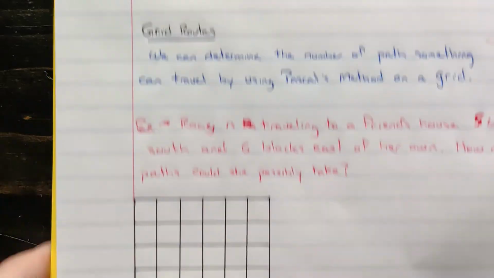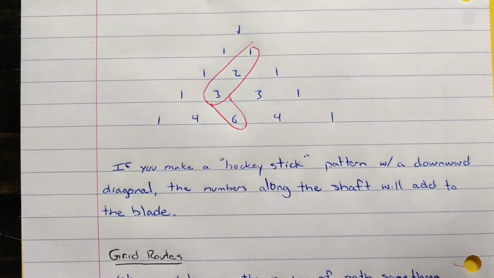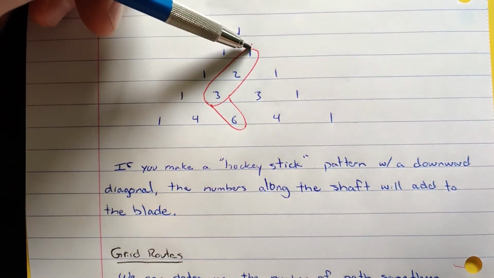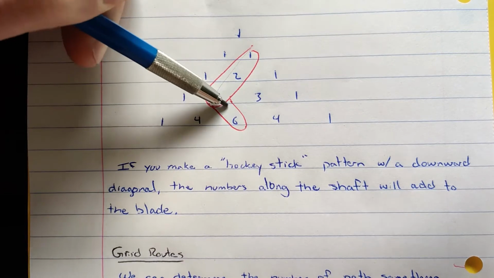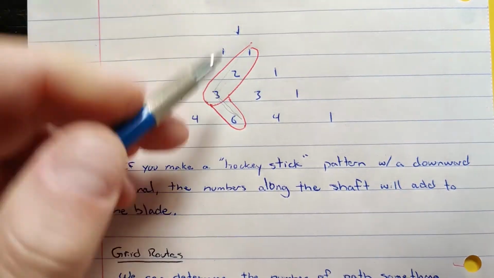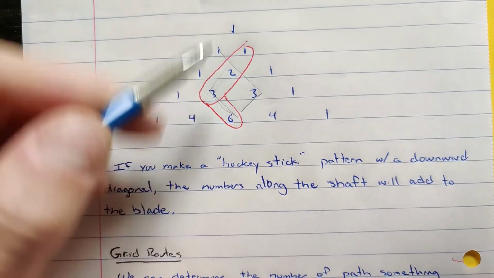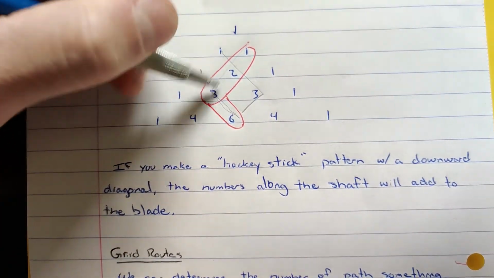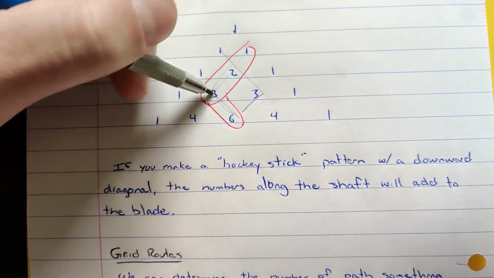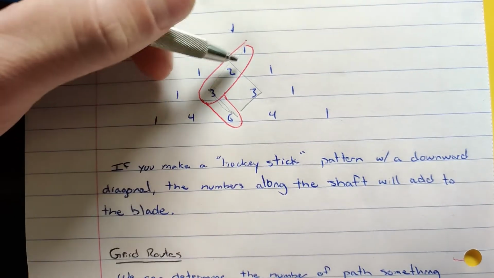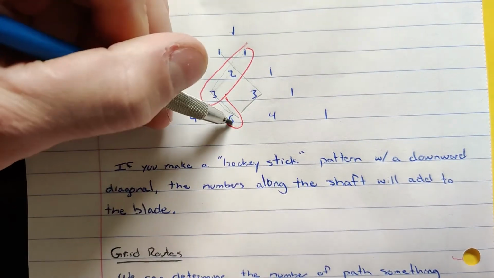And then you'll recognize there's some patterns in there, like the hockey stick pattern, is what I like to call it. I think some people call it the L pattern. If you go down a diagonal and then you make like a little L, and this works in the opposite direction as well, these three numbers, 1, 2, 3, the parts on the shaft of the stick, equal the number on the blade. So 1 plus 2 plus 3 is 6.